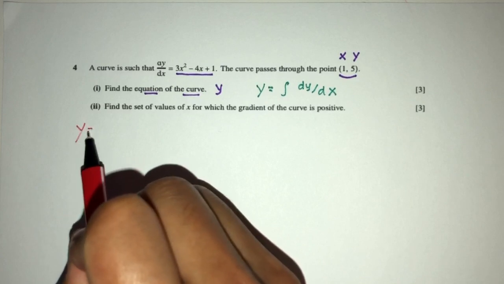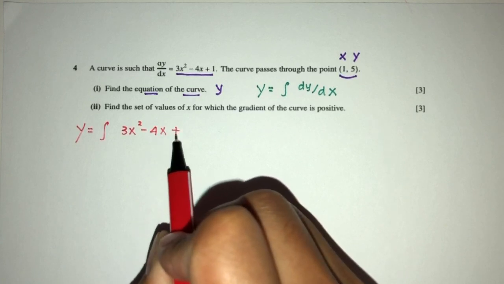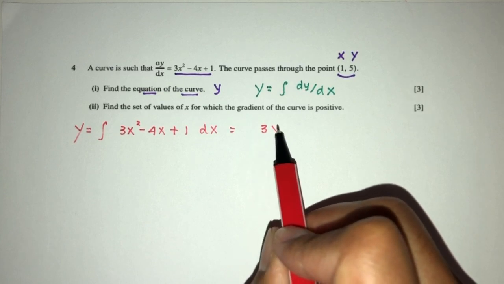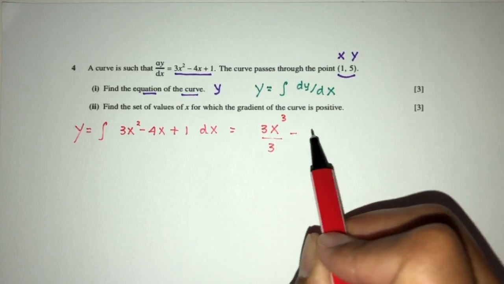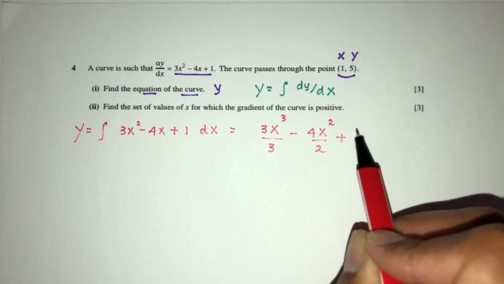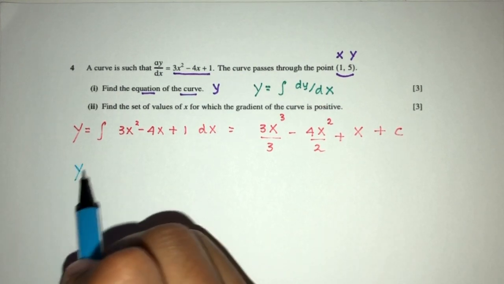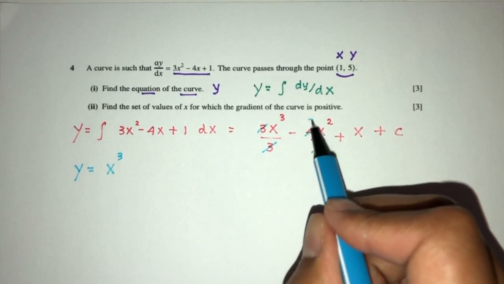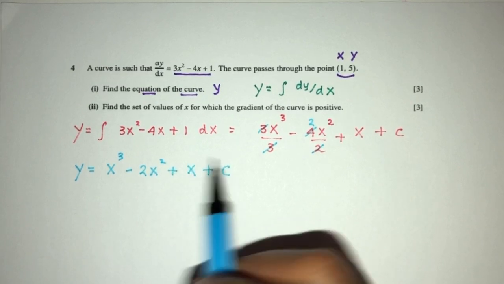So y will be the integration of dy by dx, which will be this, plus 1, by dx. Now this will give you what? 3x squared: the power we have to increase by 1, that will be 3, and divide by the same power. Then minus 4x, increased by 1, divide by the same power, and then plus x, and plus c for the constant of integration. So y will be, this will go away, x power 3 minus 2x squared plus x plus c.